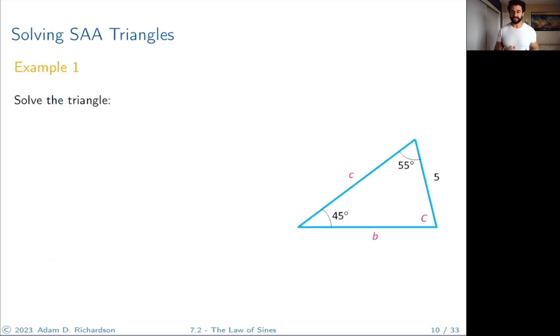Okay, let's start with this. Let's try to solve an SAA triangle. So let me set up the example, and then I'll give you a minute to kind of think about it. On this triangle, we know three things. We know the length of this side is 5. We know the measure of this angle is 55. And we know the measure of this angle is 45. So because we know two angles and one side, that means we're going to need to use the law of sines. So first, what I want you to do is just think about it for a minute and think how you would approach this using the law of sines.